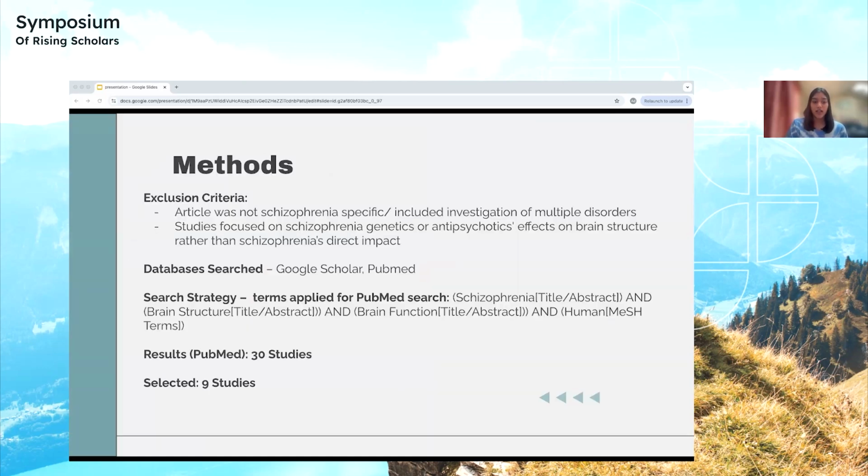Okay, so just for formalities, how I conducted this: I wrote a systematic review. For our study, we applied specific exclusion criteria to ensure we focused on schizophrenia's direct impact on brain structure and function, so we excluded studies that were not schizophrenia specific or primarily examined genetics or antipsychotics' effects on the brain rather than schizophrenia itself. We conducted our research using PubMed and Google Scholar, and here are the MeSH terms. The search in PubMed yielded 30 studies, 9 of which met our inclusion criteria for further analysis. I used those in my review.